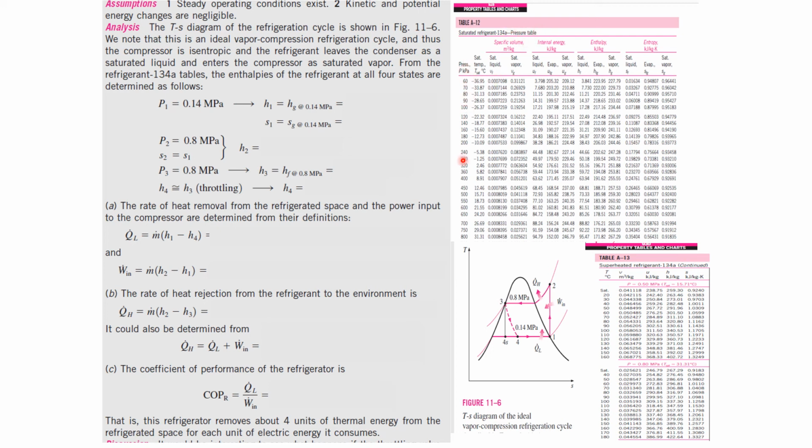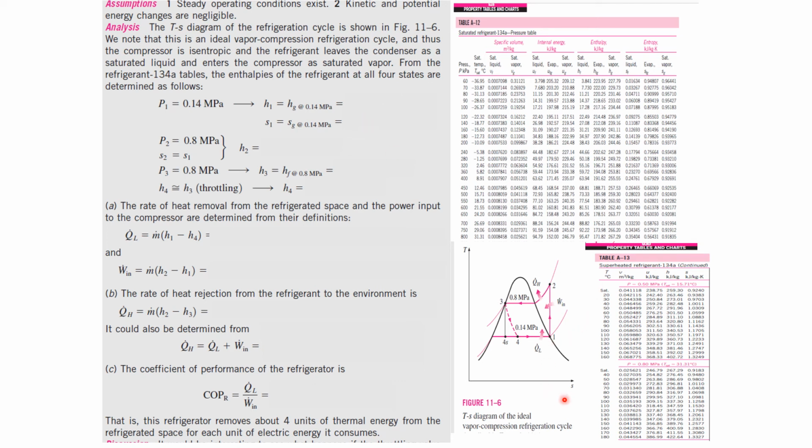Now look at the pressure. Our pressure given to us is 0.14 megapascal. So we look for the pressure. 0.14 megapascal is nothing but your 140 kilopascal. And then we look for our enthalpy. Now enthalpy, you have saturated liquid and saturated vapor, right? So here we have saturated vapor. So we will go to the section of saturated vapor. So at 140, the value for saturated vapor is 239.16. And then that will be the value here, 239.16.